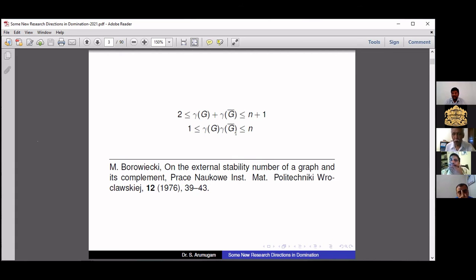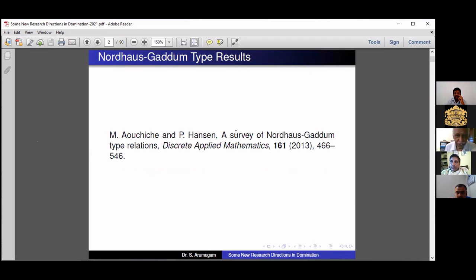That is providing bounds for the sum and product of the values of a graph parameter for the graph and its complement. Such a result is called a Nordhaus-Gaddum type result because the first such result was presented by Nordhaus and Gaddum for the chromatic number. Afterwards, all results of this type are called Nordhaus-Gaddum type results. A complete survey of all the known Nordhaus-Gaddum type results and some unsolved problems is given in an 80-page survey, which appeared in Discrete Applied Mathematics in 2013.